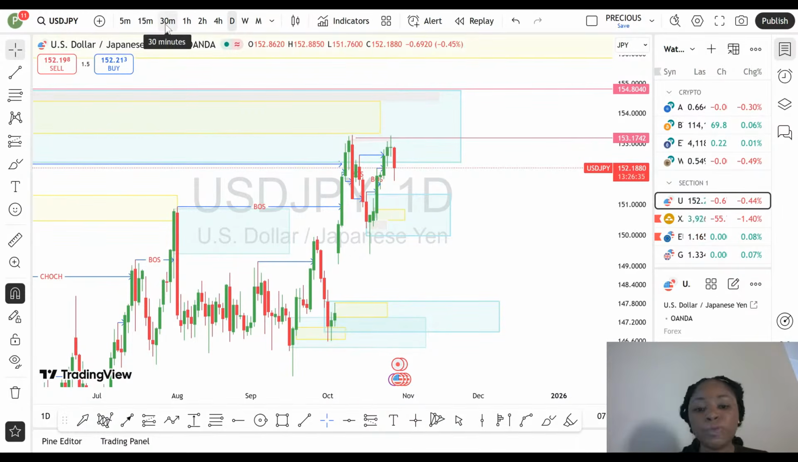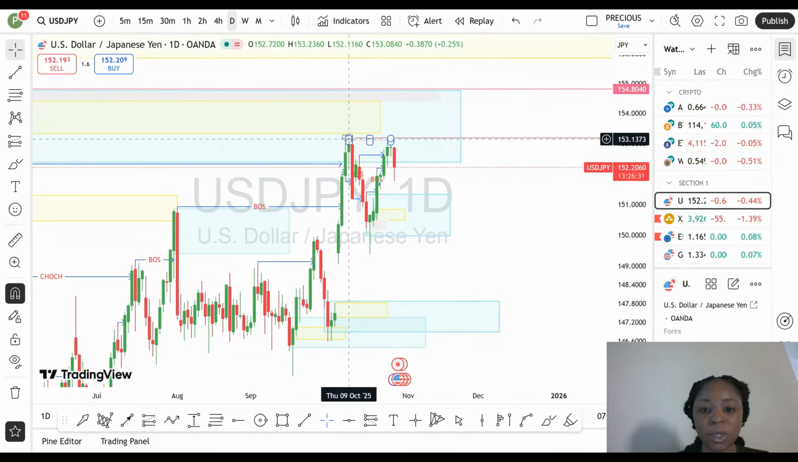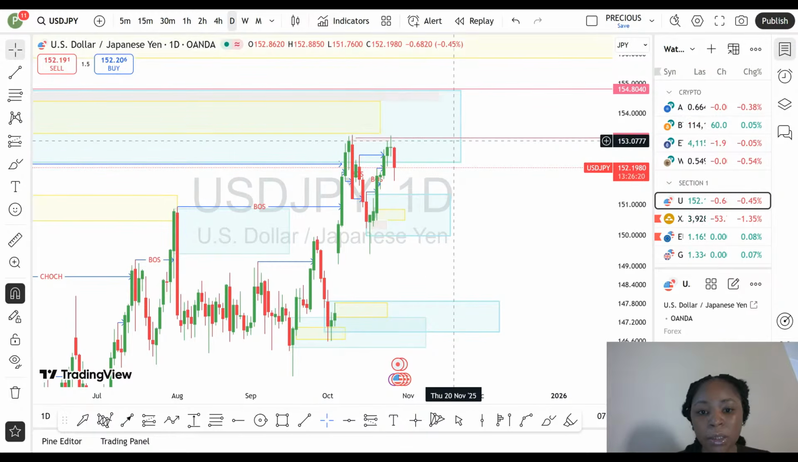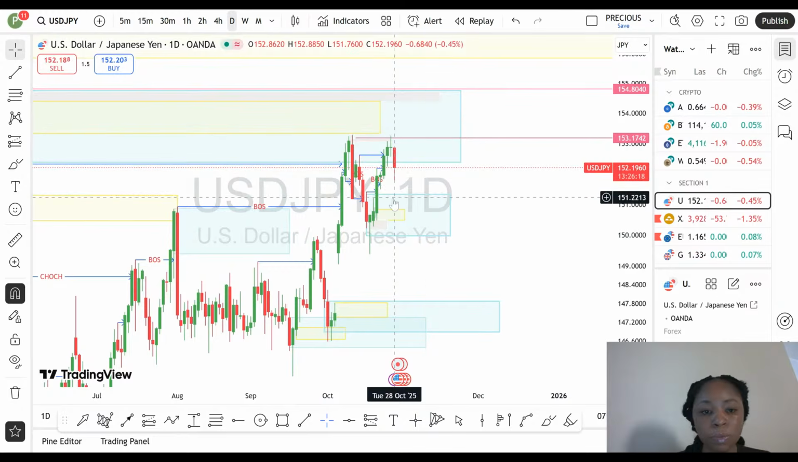How do we even know that? You could see this is our resistance level here. Some people can call it our supply level, or this is a bearish order block here. So price got into this level. You can see I marked it and then started dumping from here.